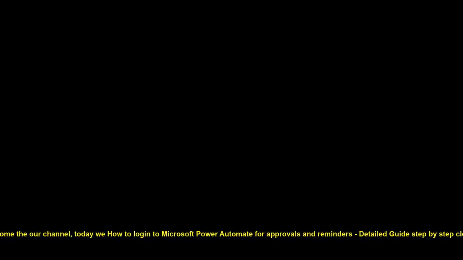Start by opening your preferred web browser. In the address bar, type in the URL for Microsoft Power Automate. Press the Enter key to load the page. Once the page is loaded, look for the Sign In button in the top right corner. Click on the Sign In button.